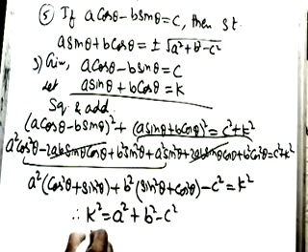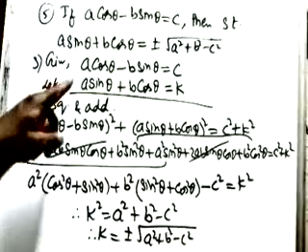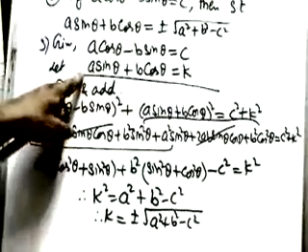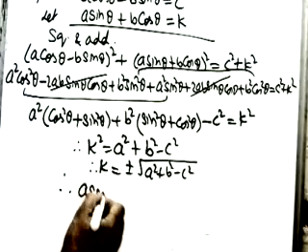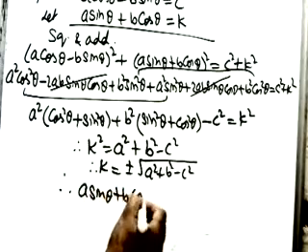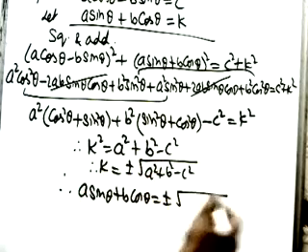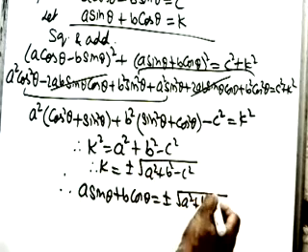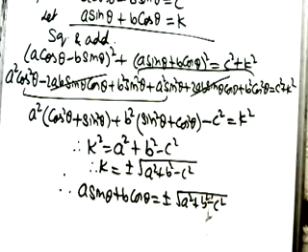So if we take the square out from here, it will be plus or minus under root. Therefore k equals to plus or minus under root of a square plus b square minus c square. What we supposed as k, this one, therefore let me write this. a sine theta plus b cos theta equals to k. So we got the value of k as plus or minus under root of a square plus b square minus c square.